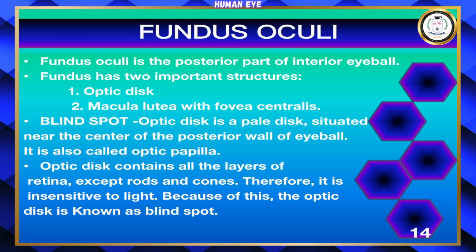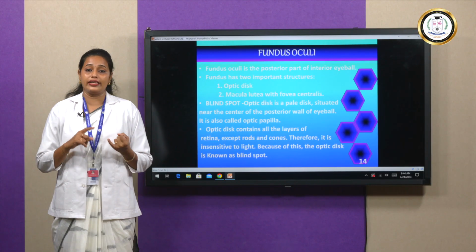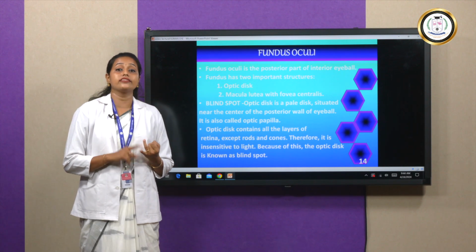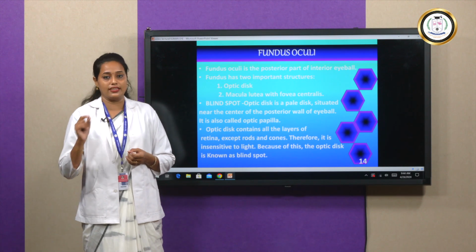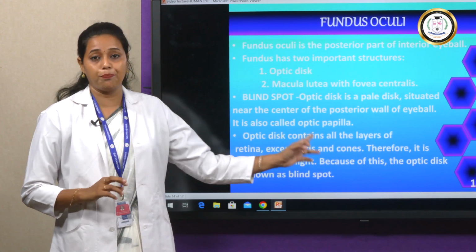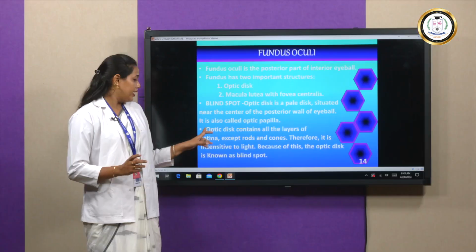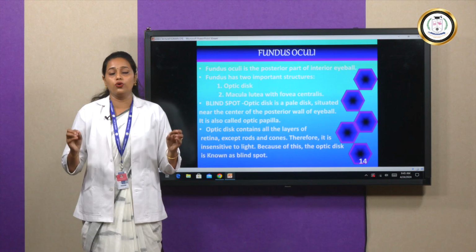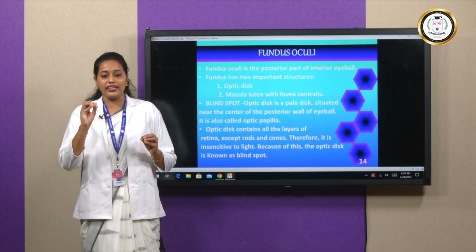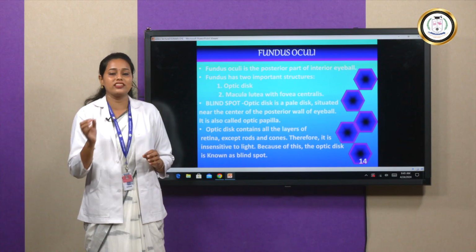Next comes the structure called fundus oculi. Fundus oculi is present in the posterior part of the internal eyeball. Fundus oculi consists of two structures. The first structure is called the optic disc and the next structure is called the macula lutea with fovea centralis. So let's see what is optic disc. Optic disc is also known as optic papillae. It is generally referred to as the blind spot. Why is it referred to as the blind spot? It's because in the optic disc we don't have any rods and cones, so it is a structure insensitive to light. Because of this, optic disc is called a blind spot.